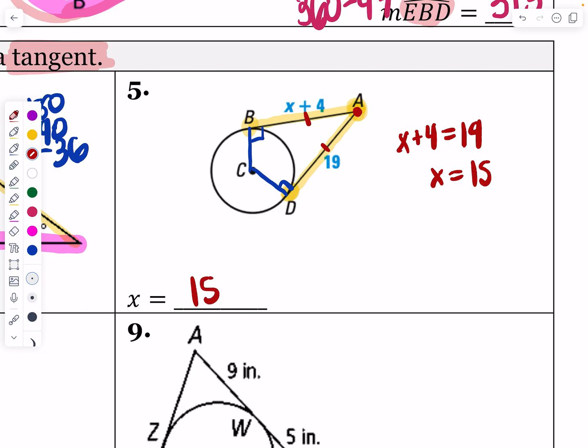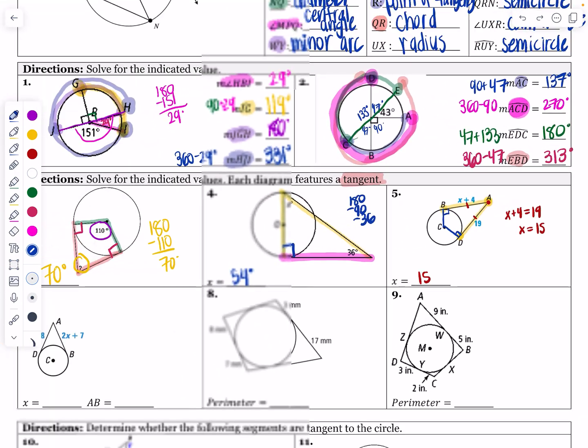If you plugged in 15, you'd get A to B would be 19 and A to D would be 19. So I picture this like a scoop of ice cream, and each side of the cone is the same distance to that scoop.